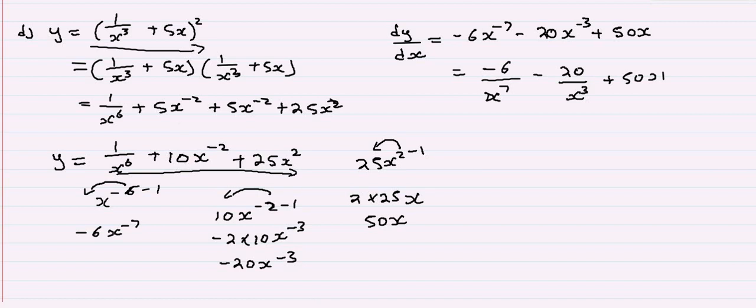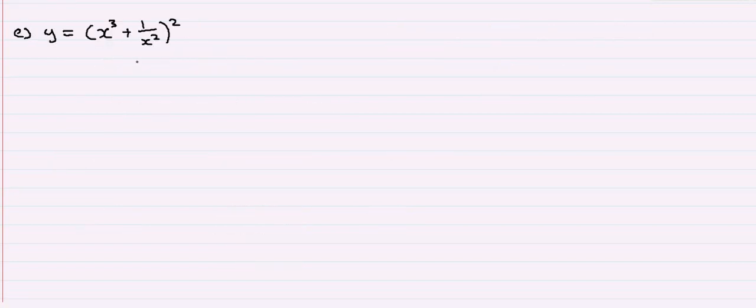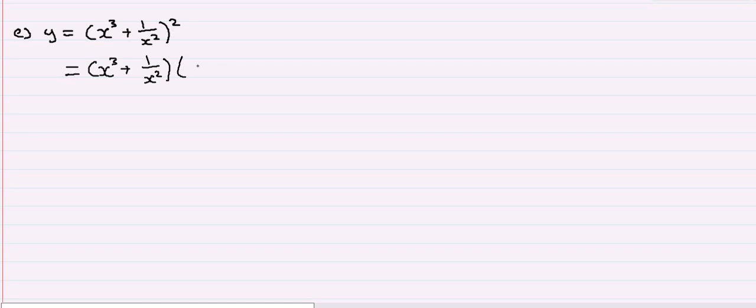Let's look at the last one, which is number E. Number E states the following: y equals x cubed plus 1 over x squared, all to the exponent 2. Then as we have said, you first expand the brackets, which is x cubed plus 1 over x squared multiplied by x cubed plus 1 over x squared.